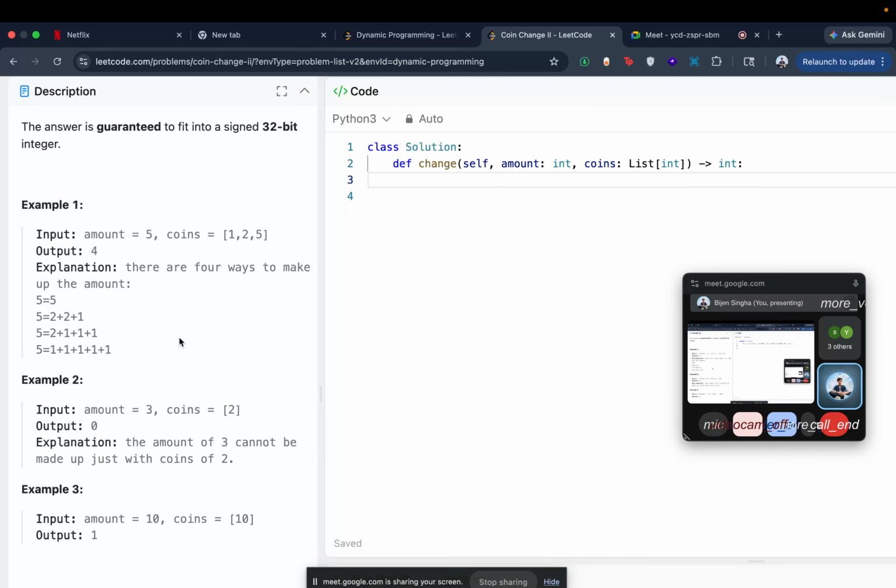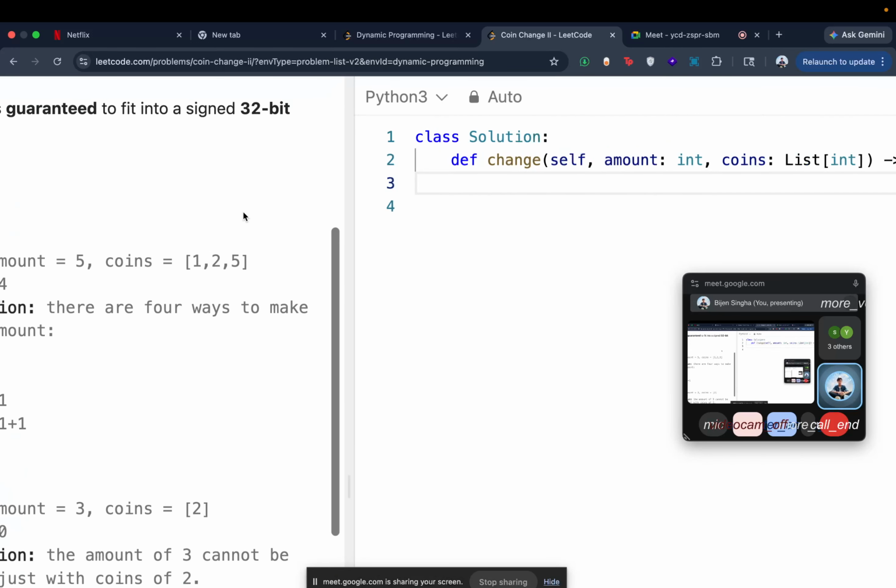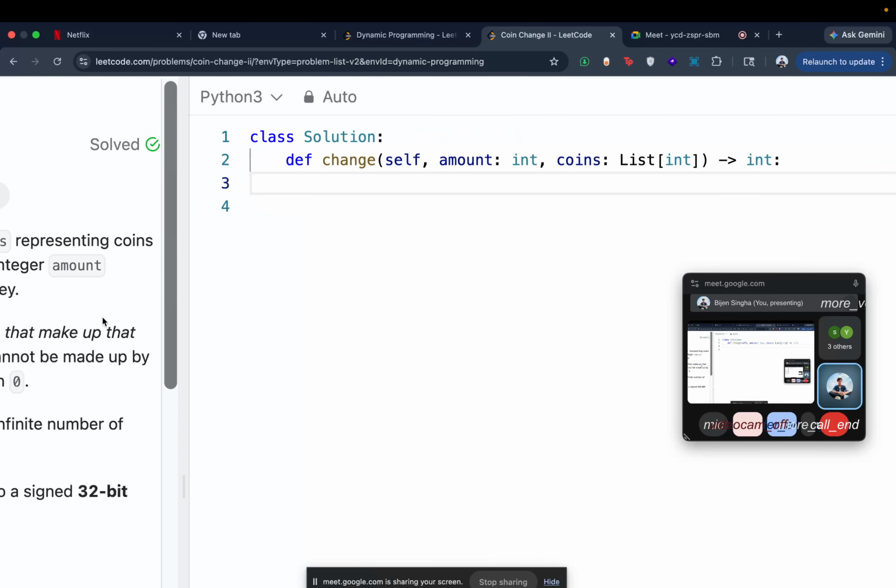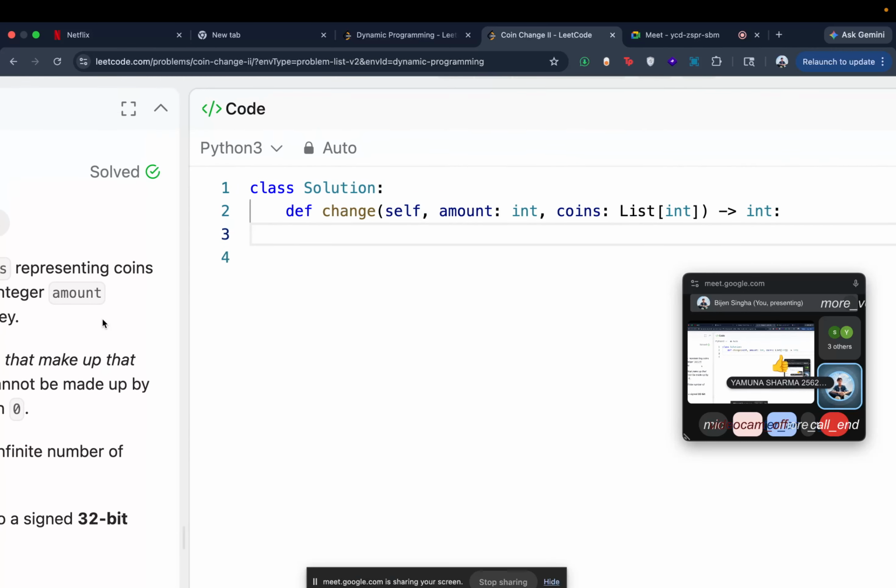Okay, so I'll write the code. Can you see the screen? Can you see the screen? Tell me yes or no.